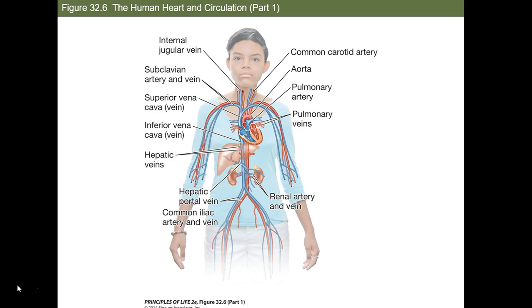Here's the circulatory system in humans. The heart pumps blood to the lungs, where it becomes oxygen-rich, and then pumps it to the rest of the body. When the oxygen is depleted in the blood, it returns to the heart to become oxygenated again.